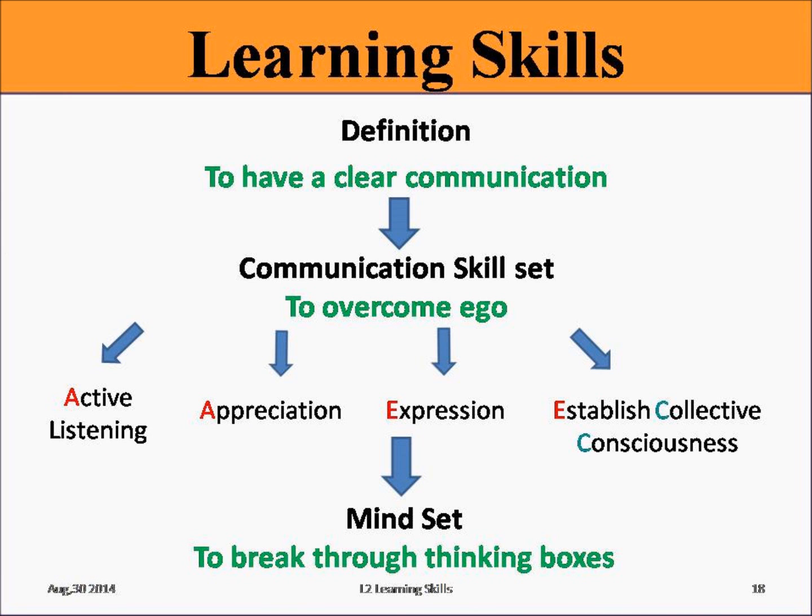I would like to review the learning skill. In the learning skill, first we have definition. Definition is to have a clear communication. Once you have a clear communication, then you can go to the communication skill set. And if you apply the active listening, the appreciation, the expressions, the established collective consciousness, then you will overcome the ego. The last item in the learning skill is the mindset, which is to break through the thinking boxes.